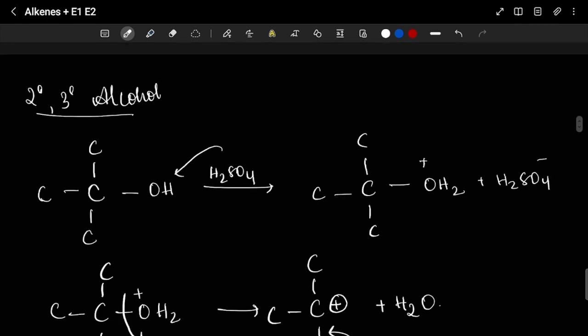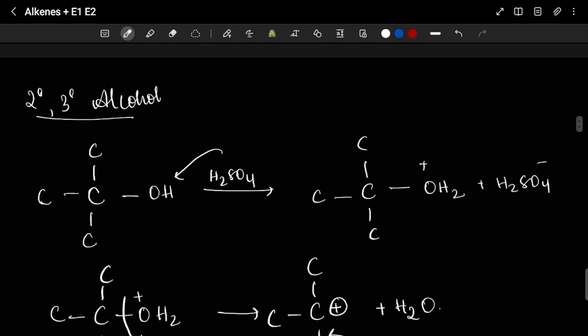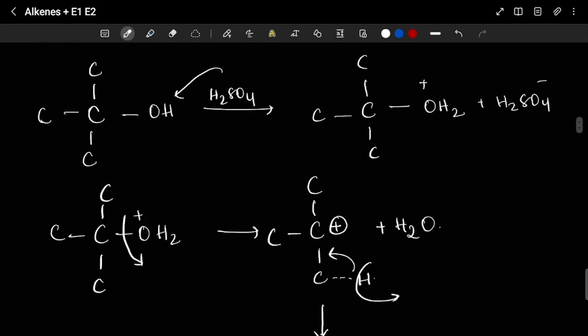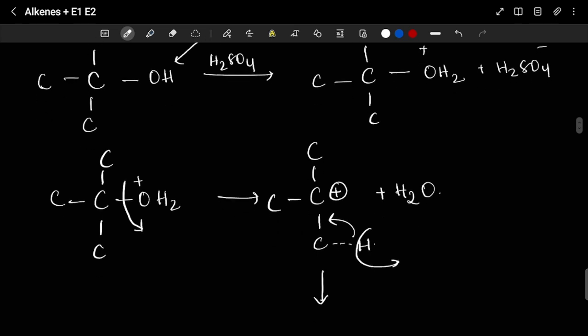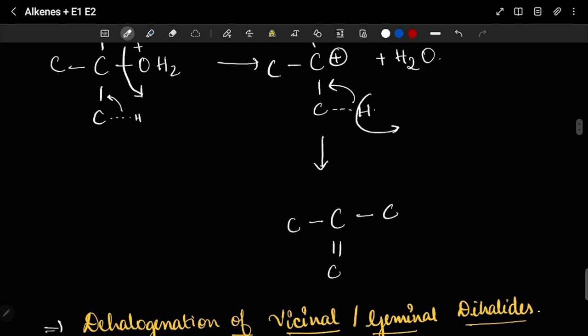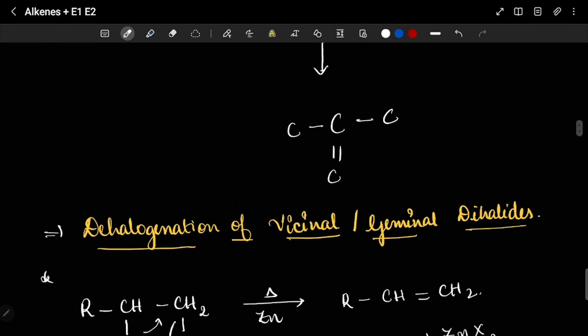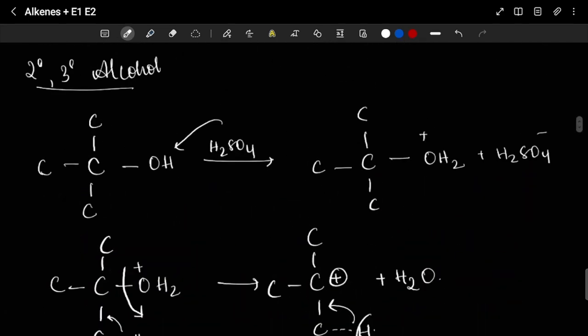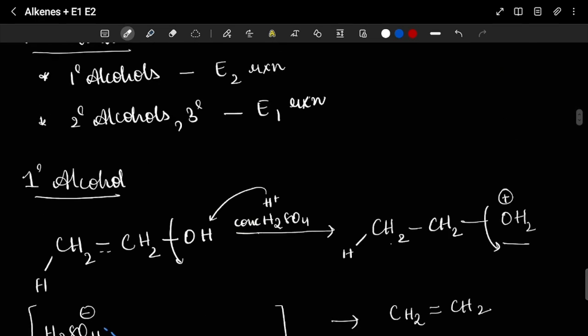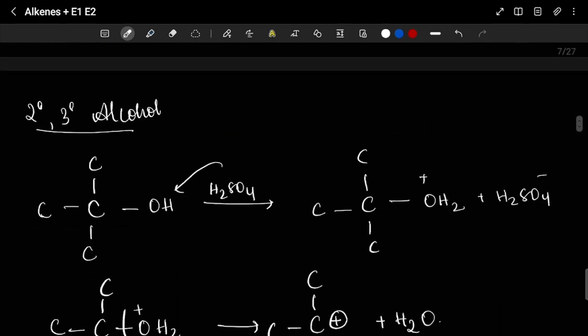In the E1 mechanism, the H plus comes and attacks the OH, and then OH2 plus is formed, and HSO4 minus is there in the solution. So OH2 plus comes out, just like the previous one. Then the H here will give the bond, and a double bond is formed. That's how an alkene is formed. So this is dehydration or removal of water.